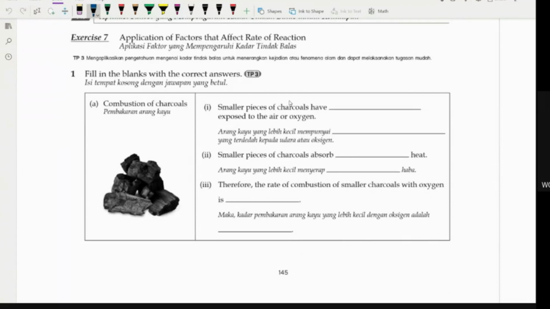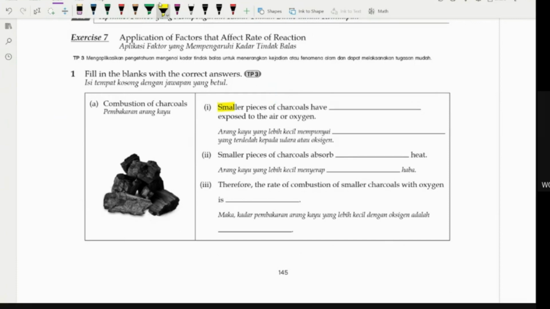So first one, we look into the combustion of the charcoals, arang kayu. Normally you will see this during a barbecue, right? The BBQ in, let's say, a birthday party and so on. So combustion of the charcoal. The smallest piece of the charcoal will have what exposed to the air or oxygen gas, if it is smaller?